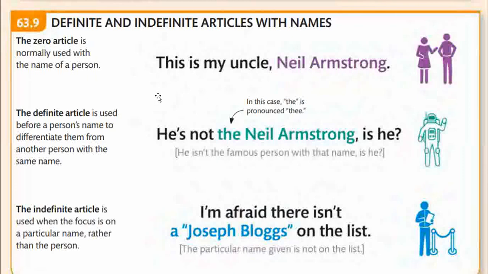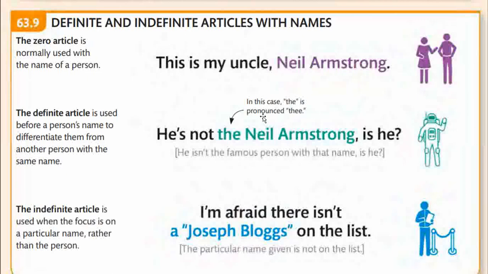The last pointer that we have in today's lesson is definite and indefinite articles with names. The zero article, or no article, is normally used with the names of a person. This is my uncle, Neil Armstrong. The definite article is used before a person's name to differentiate them from another person with the same name. He is not the Neil Armstrong, is he?